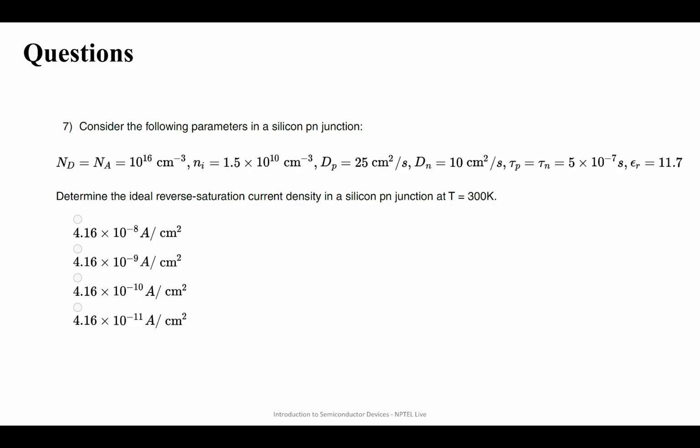Consider the following parameters in a silicon PN junction. Nd equals Na equals 10^16 per centimeter cube. Ni equals 1.5 × 10^10 per centimeter cube. Dp is 25 centimeter square per second. Dn is 10 centimeter square per second. Tau p equals tau n equals 5 × 10^-7 seconds. And epsilon r equals 11.7. Determine the ideal reverse saturation current density at T equals 300 K.